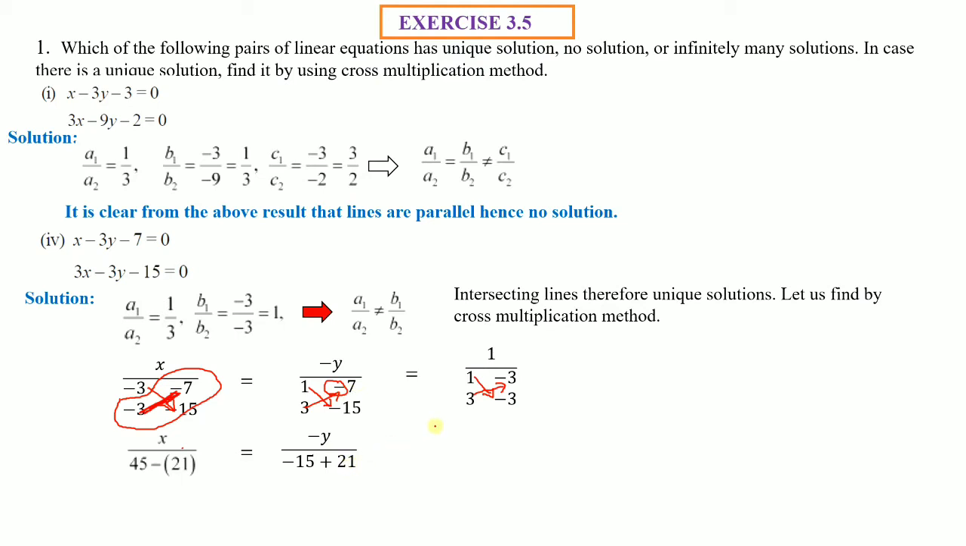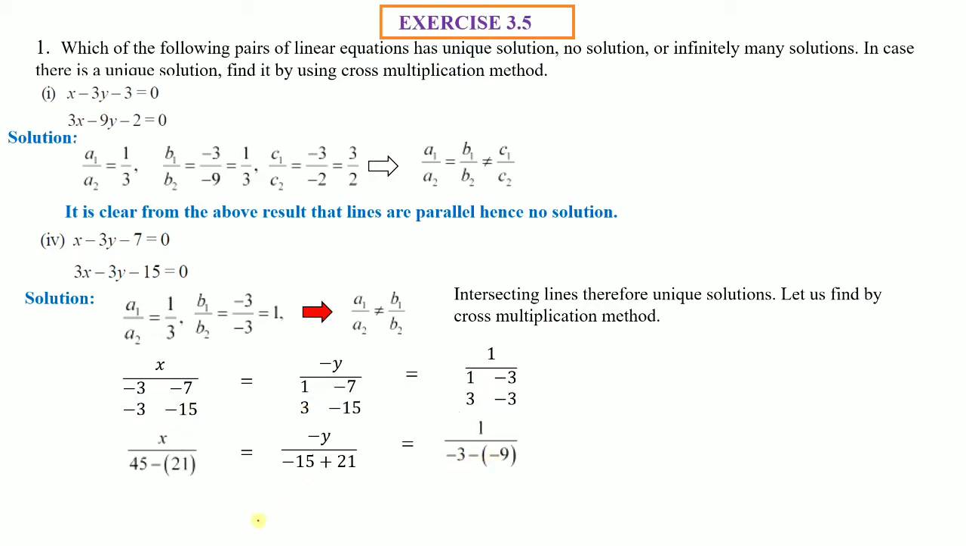Let us move towards the last one, which is 1 upon this. 1 into minus 3 is minus 3, and then we put an extra minus for this upward journey, so that minus we are putting outside, and then 3 into minus 3, that is minus 9. So minus into minus will become plus 9.